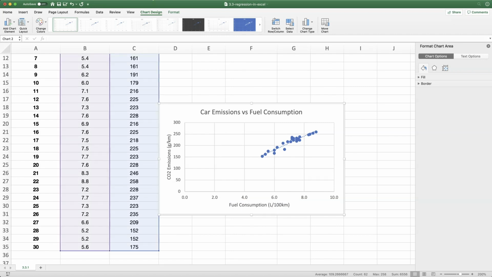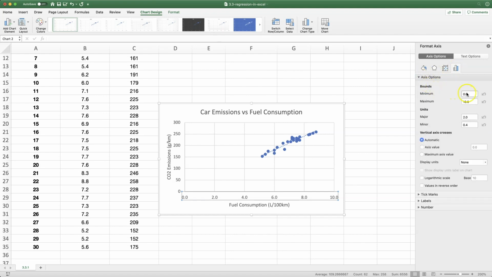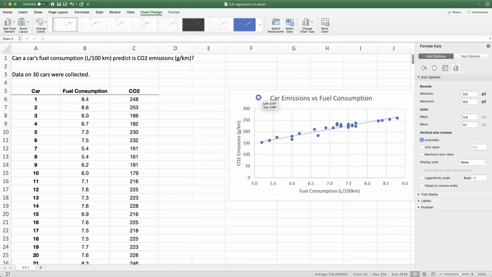To make this graph a little more readable, we're going to change the axis size. Notice that it starts at 0 and goes to 10, but our data only lives between 5.2 and 8.8. Select the axis labels and go over to the Format Axis box. Click the Axis Options button, Axis Options, and change the minimum of this axis to 5 and the maximum to 9. Notice that it's now a much more readable graph, and that the linear relationship is even more apparent. Let's move this graph over to the side.